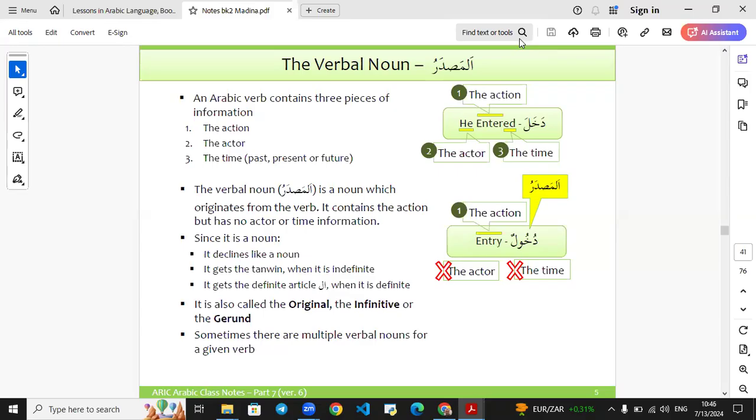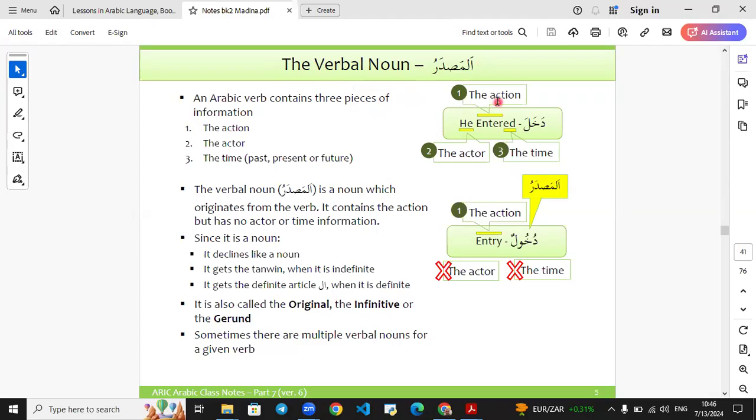Welcome to this lesson. We are studying a new concept, المصدر, the verb noun. We have been meeting it in some cases, but today in this lesson we are going to look at this verb noun, how it is constructed and what it means.